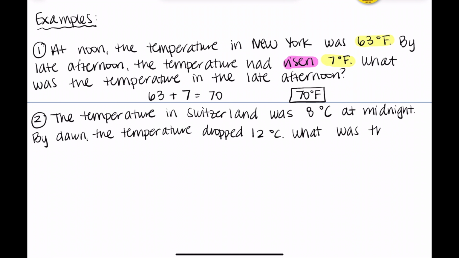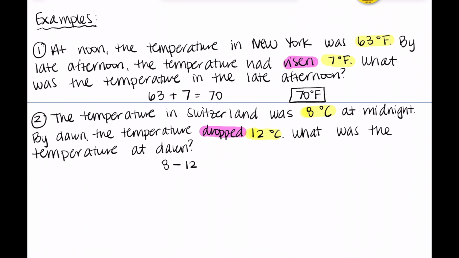So again, here we're going to highlight our two temperatures. We have 8 degrees Celsius and we have 12 degrees Celsius. And then it says that the temperature dropped, right? So we are going to subtract. So we will take our starting temperature of 8 and subtract 12. When we do 8 minus 12, we get negative 4. So our answer would be negative 4 degrees Celsius for number 2.